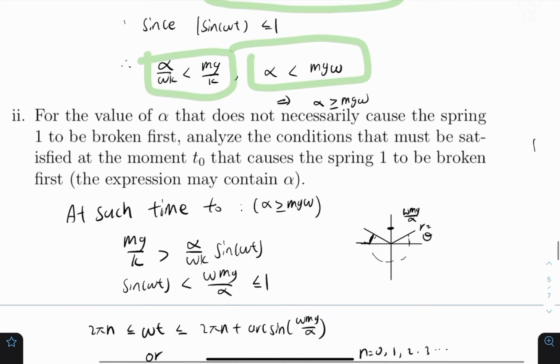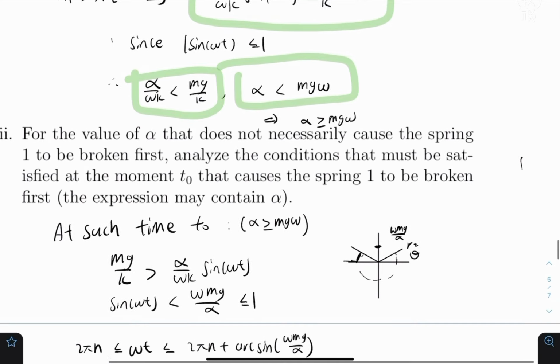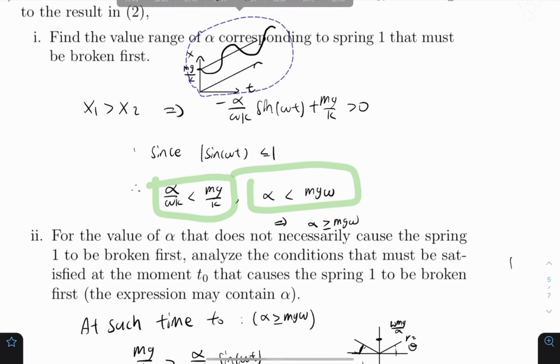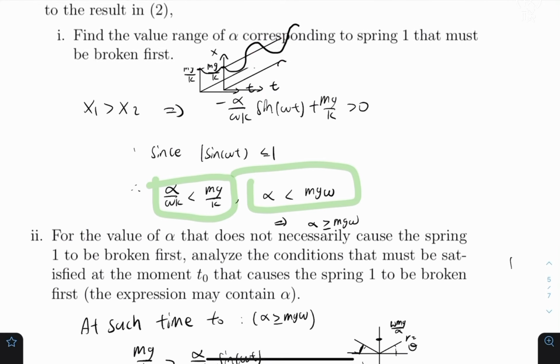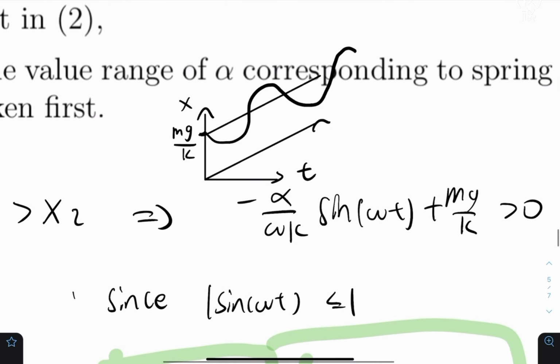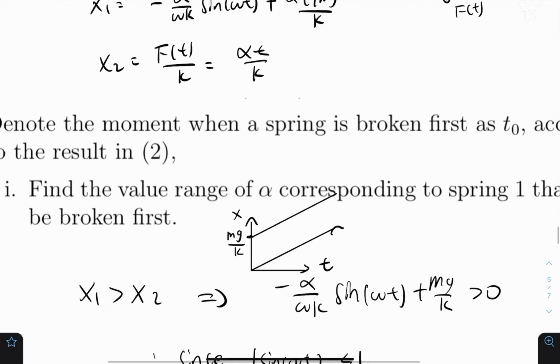Now let's see what's actually going on over here. Let's draw a graph first. Just let me copy this graph. That's not going well, so let's just do the problem over here and see what's going on. First, we draw a graph for x2 as a function of t, and you can see this graph is basically a straight line with slope alpha divided by k.